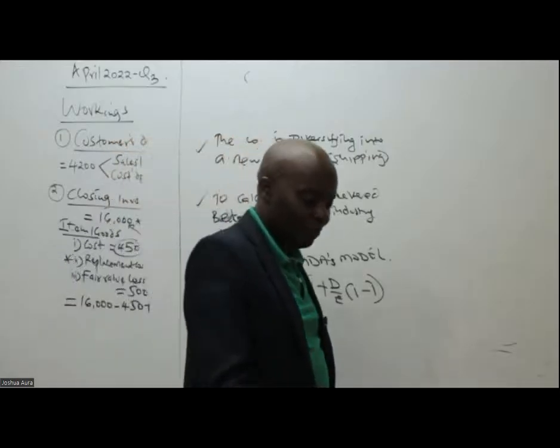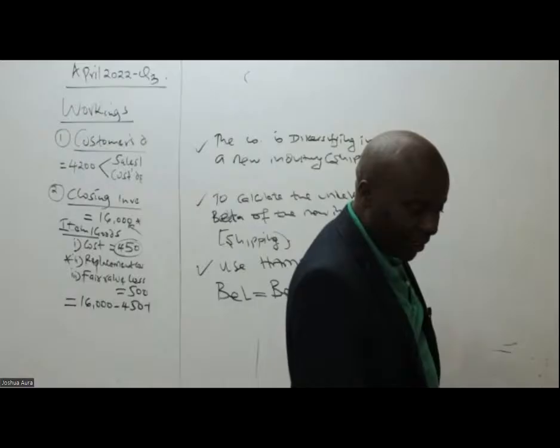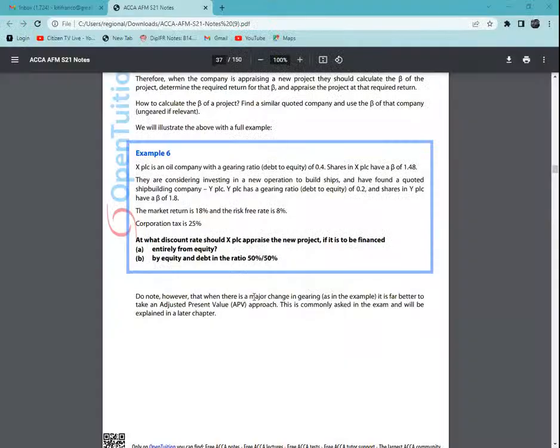Now come here. Slowly. These are those things that, if you know them, you will know AFM very well; without knowing them, it will trouble you a lot. Now, XPLC is an oil company with a gearing ratio, debt to equity, of 0.4. Shares of this XPLC have a beta of 1.48. So the beta of this company here, 1.48, is irrelevant.